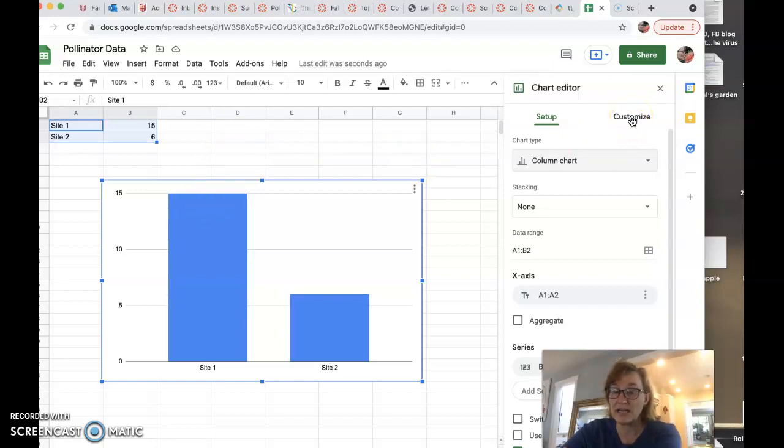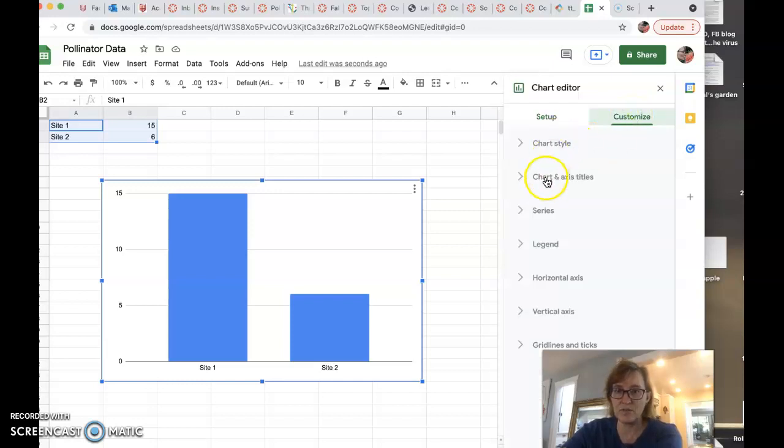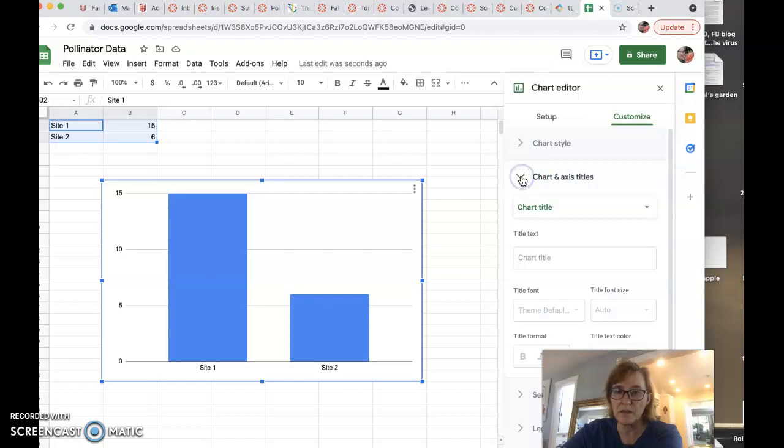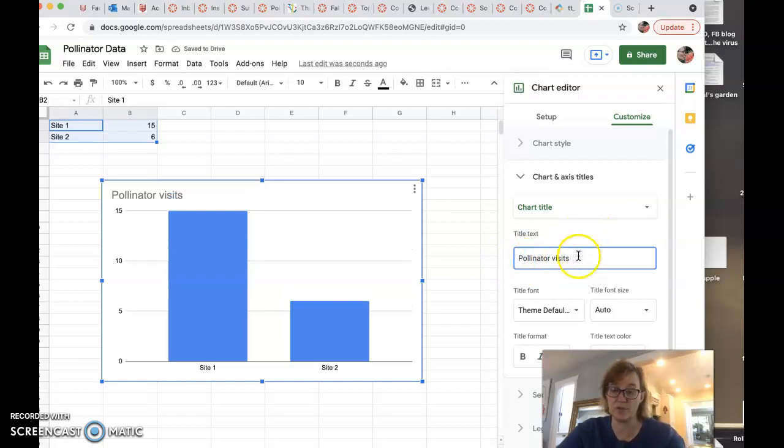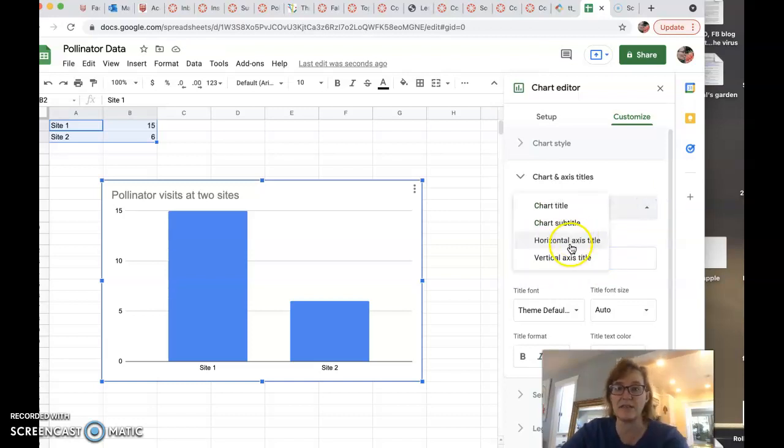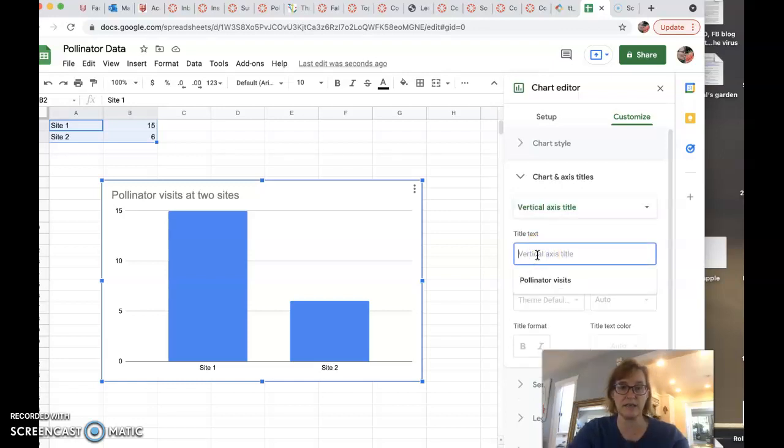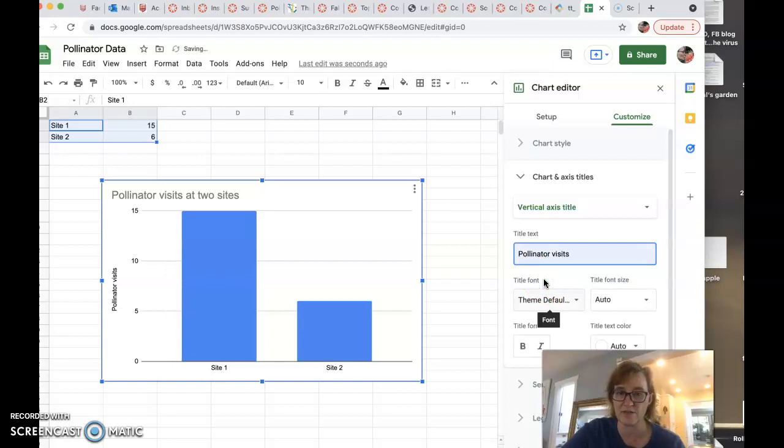So now we're going to go to customize. And we want to customize the titles here. So you might call it pollinator visits comparing two sites, or you could call it comparing pollinator visits between two sites. However you call it, you just want to make it descriptive, right? So now we have a chart title. We need to have a title on the vertical axis. Vertical axis title is, oh look, because I already did this to test it out. Pollinator visits right there. Ta-da!